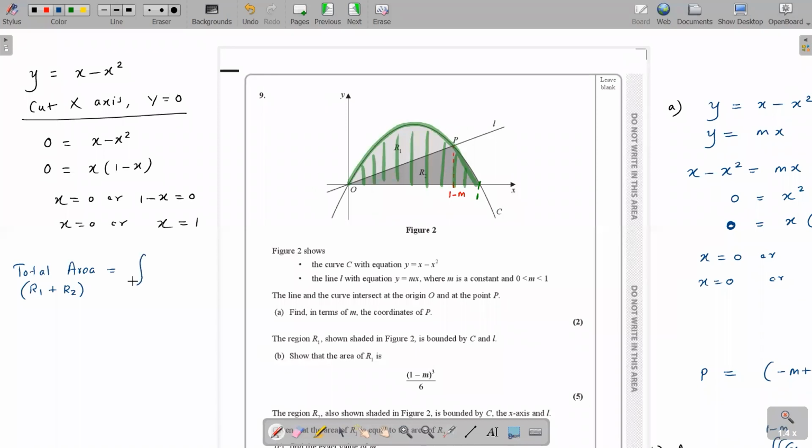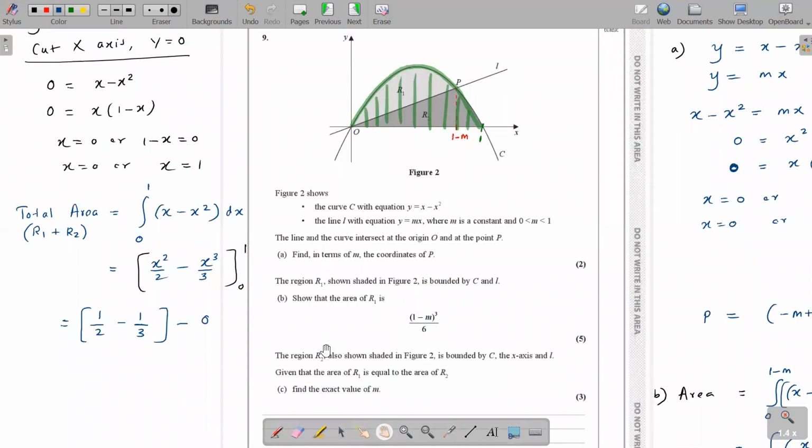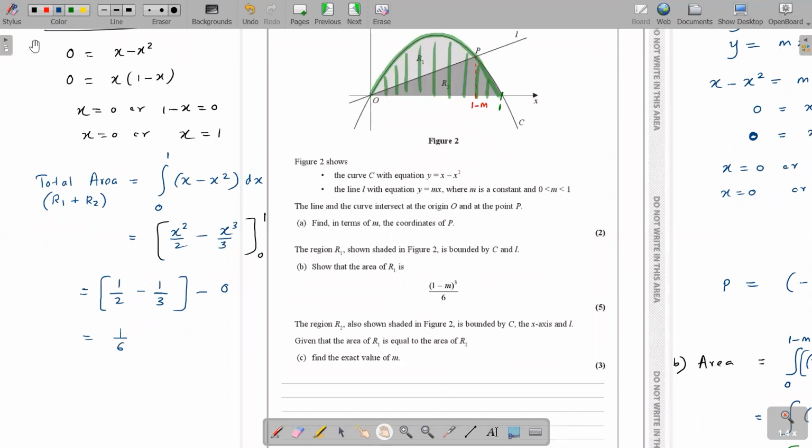So this is equal to the integration of x minus x squared with respect to x from 0 to 1. When we integrate this, x integrates to x squared over 2, and x squared integrates to x cubed over 3. The limits are from 0 to 1. Are you with me? Replacing x with 1: 1 squared over 2 minus 1 cubed over 3, minus replacing x with 0. What do we get here? 1 over 2 minus 1 over 3 is 1 over 6. Okay, so this is the area of the full part. The area of R1 plus the area of R2 is 1 over 6. Do you agree with me?